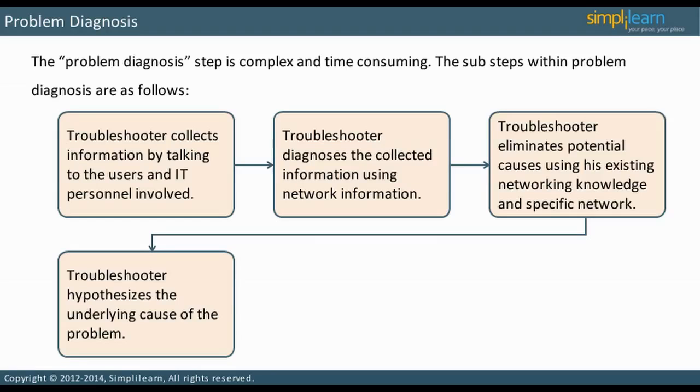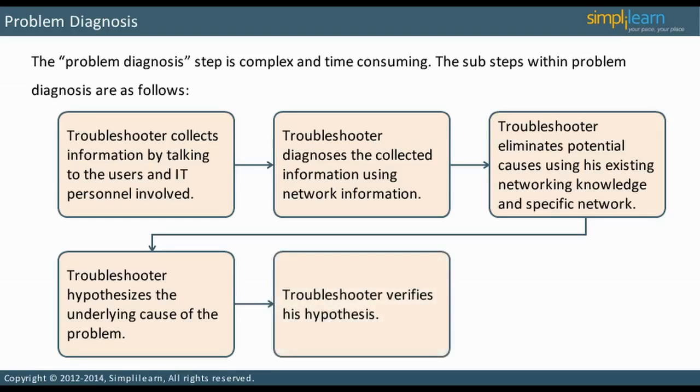In the last sub-step, the troubleshooter verifies his hypothesis. The only way to be sure is to take the appropriate steps. However, if changes to the network are required, the troubleshooter must follow the change control procedure and develop a rollback plan. In the next slide, we will discuss structured troubleshooting procedures.